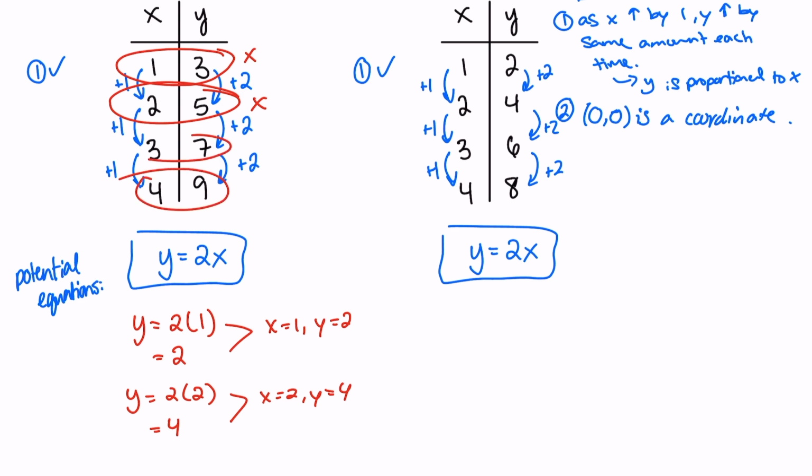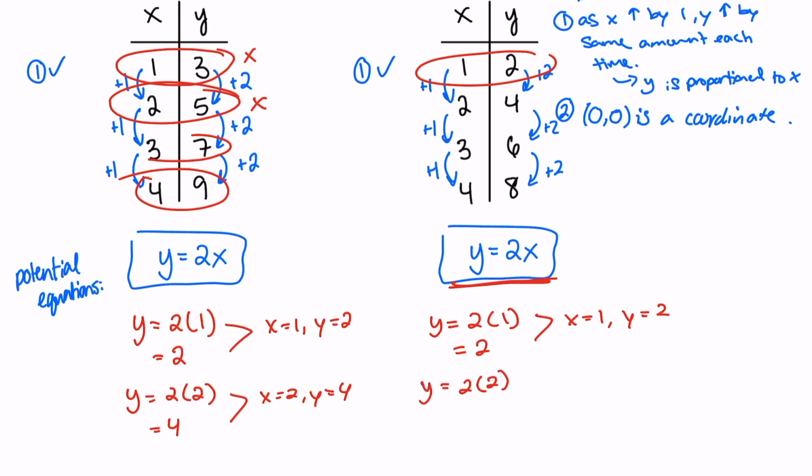Now we can do the same thing with our other data set. So our other data set should follow this equation for direct variation. So let's test it out. So if x is equal to 1, we get y is equal to 2 times 1, or y is equal to 2. And that holds true with our data set. Now let's test the next one. For x is equal to 2, we get y is equal to 2 times 2, or y is equal to 4, and that holds true with our data set. And you'll find that to be true with our other values as well.